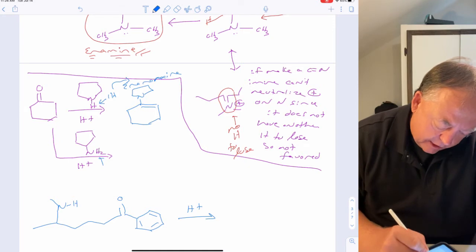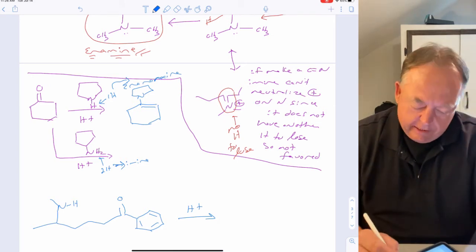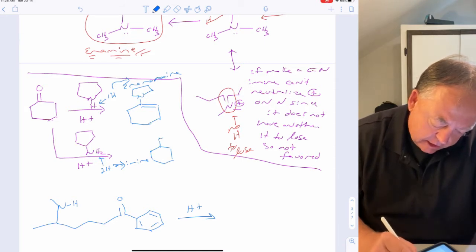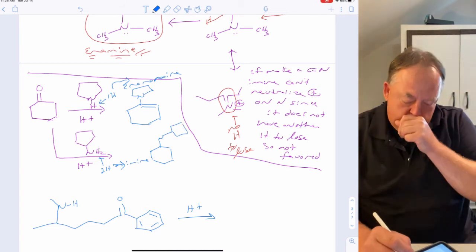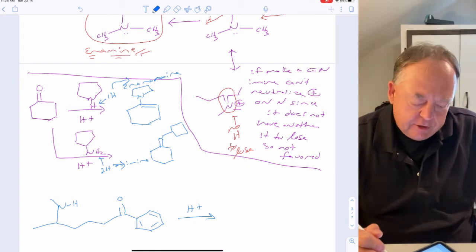But here you have two hydrogens on nitrogen. So that's going to form an imine. Again, we're going to take nitrogen and attach it where oxygen was. But now it's an imine, so now we're going to have a double bond between nitrogen and that carbon.